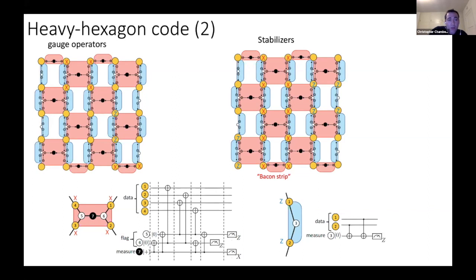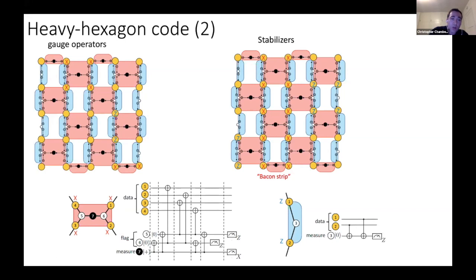Now, an important thing to notice is that in this architecture, the two white qubits that you see here when measuring these weight-4 X-type operators are flag qubits. And the ancilla qubits to measure the parity are represented by the black ancillas, and then the data qubits are the yellow vertices that you see in this grid.